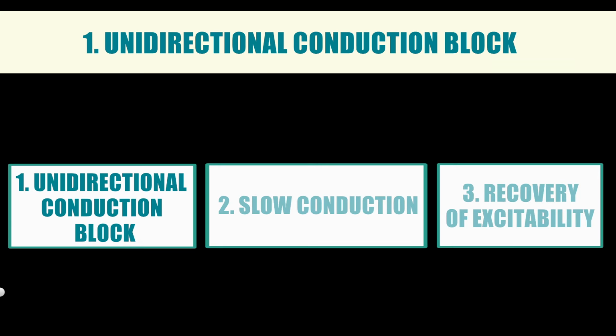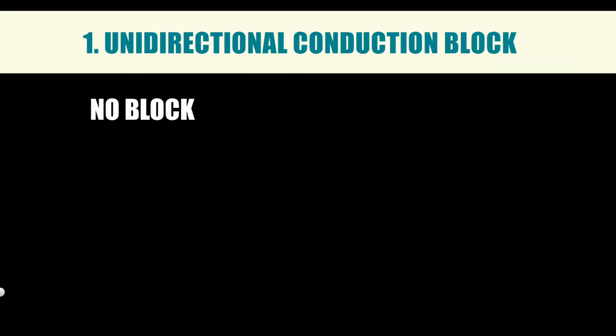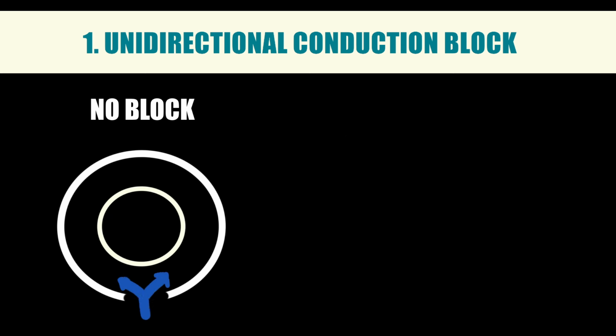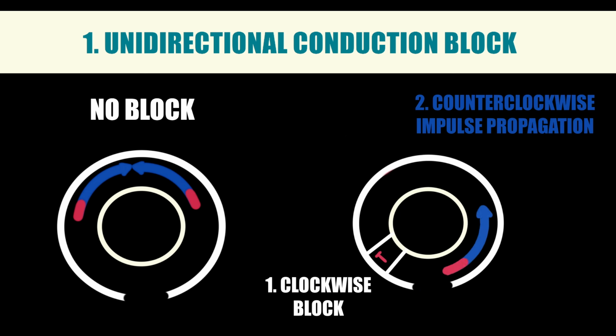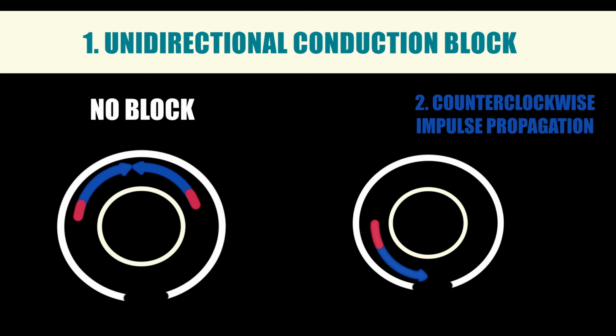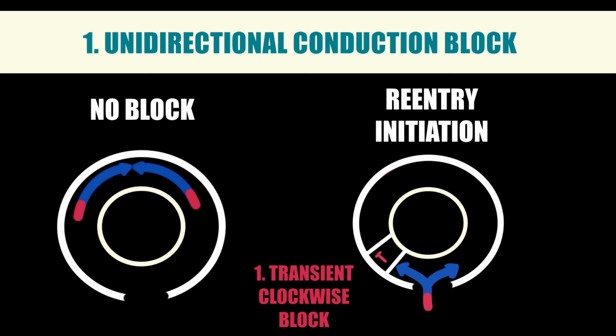Let's explain how unidirectional block works. When an impulse enters the ring model, it splits into two impulses which collide at another end of the circle. As a result, reentry does not occur. In the situation when we have block in clockwise direction, one of the split impulses is blocked, but another one propagates around the ring in counterclockwise direction. If conduction is restored in the region of the block, the impulse can then return to its site of origin and re-excite or re-enter the tissue that has previously been excited. In this case, the unidirectional block is transient.